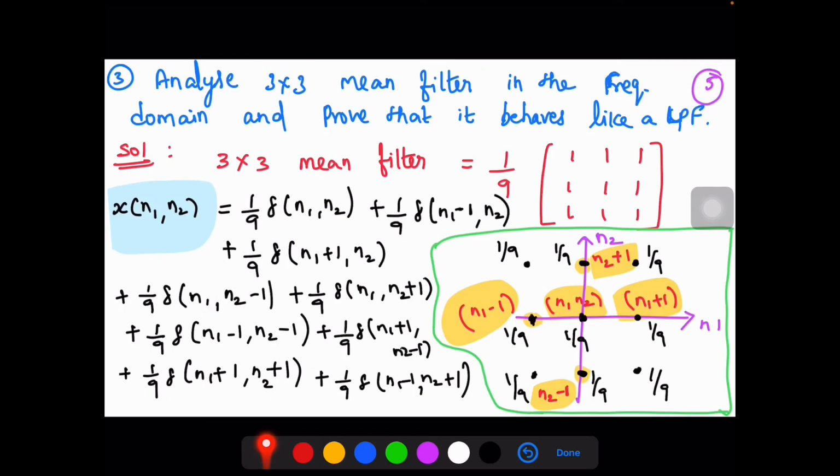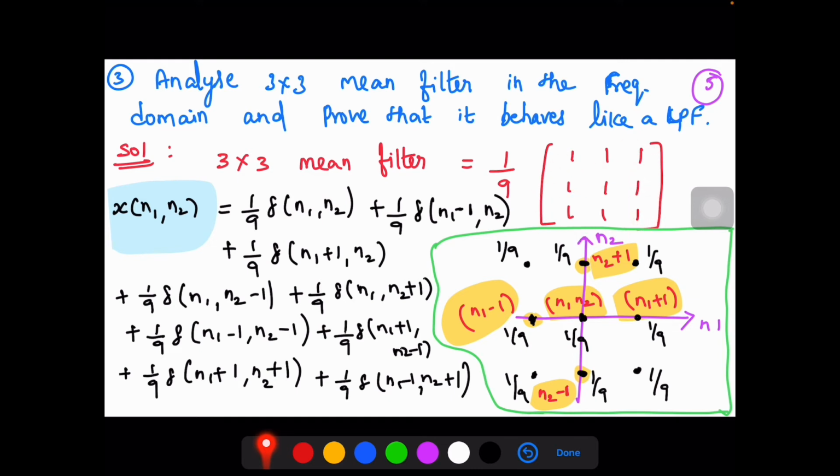Now I told you that the other name for the mean filter is a low pass filter. Let's see how it is behaving like a low pass filter. Let's take it in the frequency domain. Okay, so let us take a 3 cross 3 mean filter. It's like 1 by 9, 1 by 9, 1 by 9 for the entire 3 cross 3 matrix.